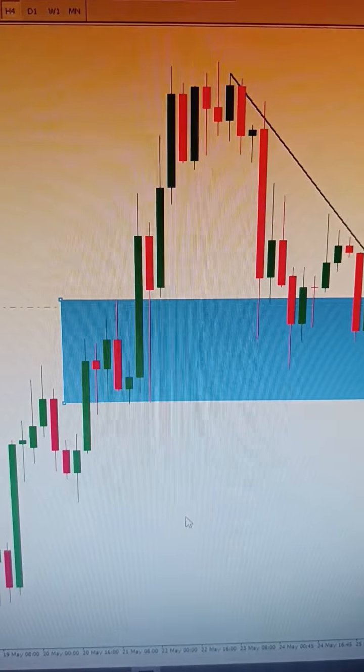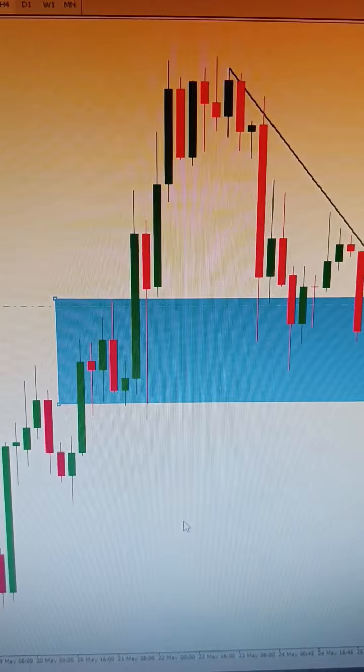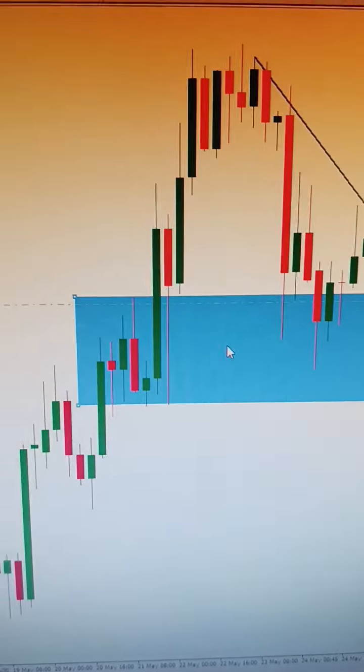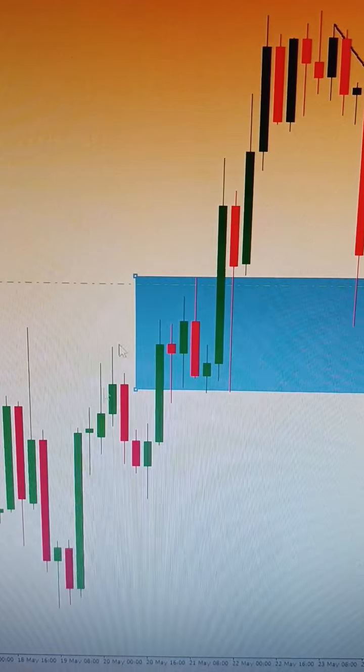Now let me show an example of break and retest when the market pulls back to an area of interest. So previously on this asset, you see the market is pushing up.